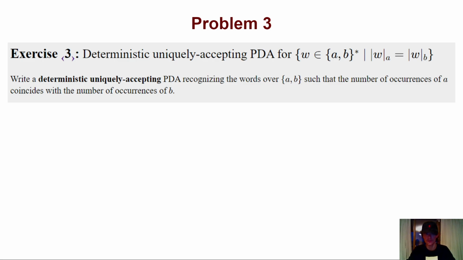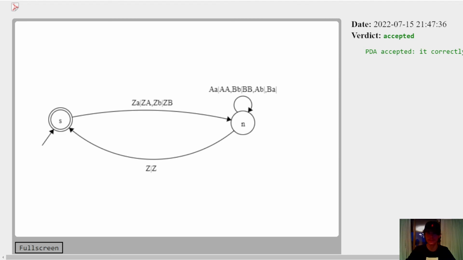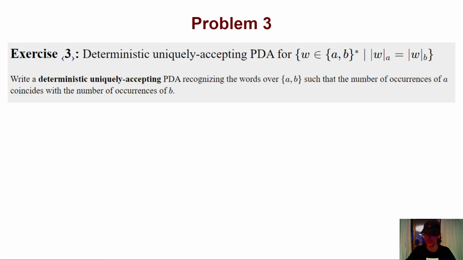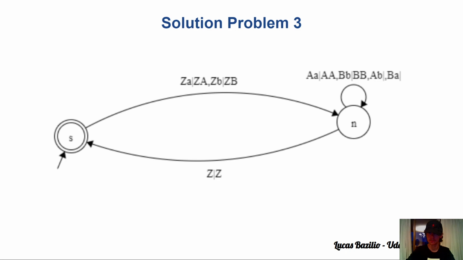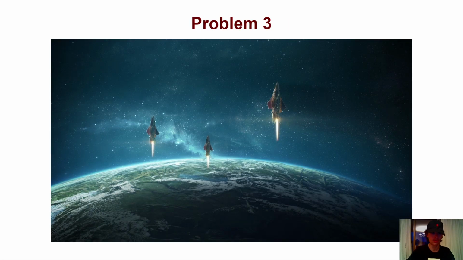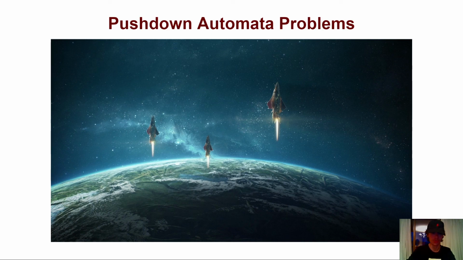So in essence, this is the solution for this problem 3. We see that this is the correct pushdown automata that recognizes the language over the words A and B, such that we have the same number of A's and B's. Also, we remind the student that he can check the statement of this problem as well as its solution in the resources of this lesson. In the next lessons of this section, we will work with more advanced problems about pushdown automata.